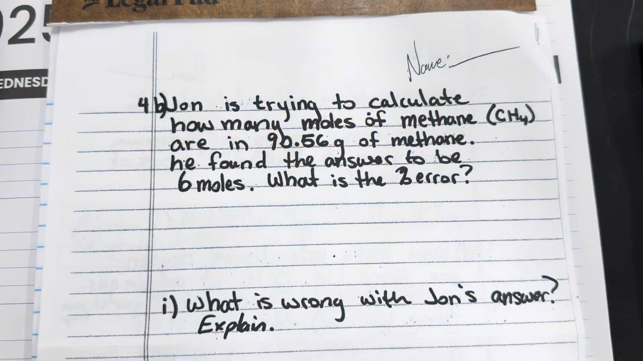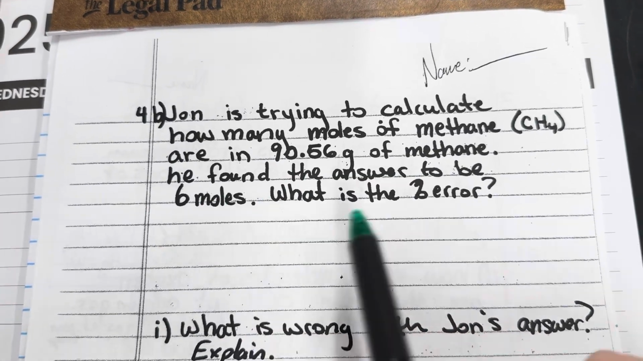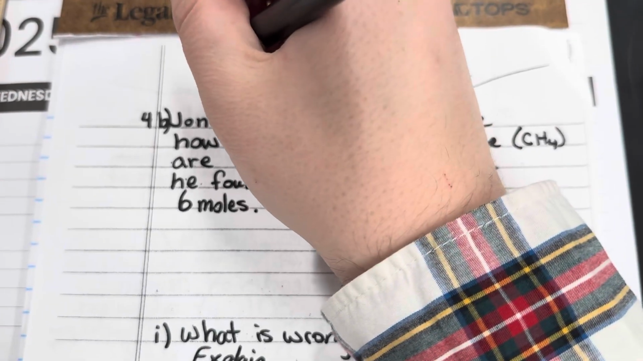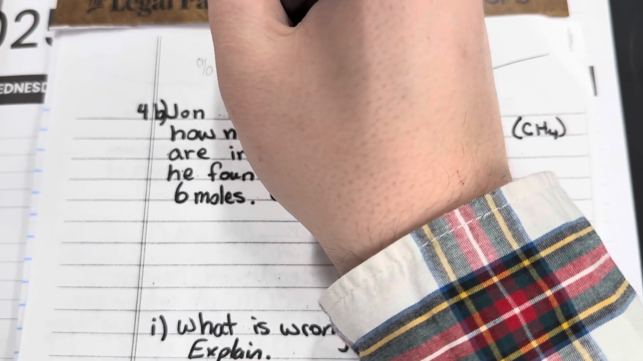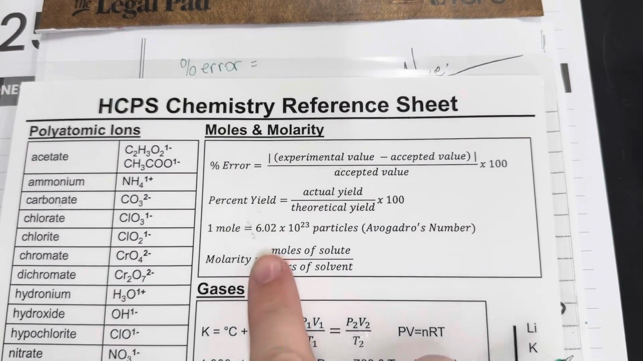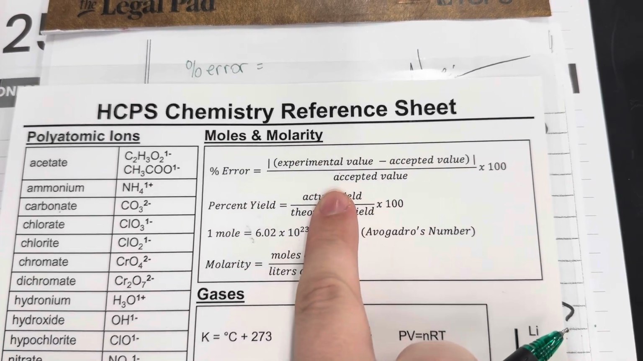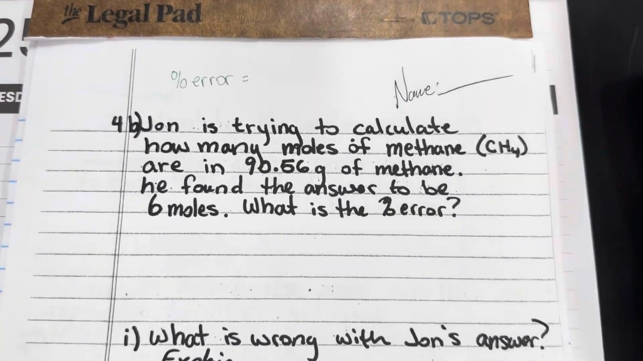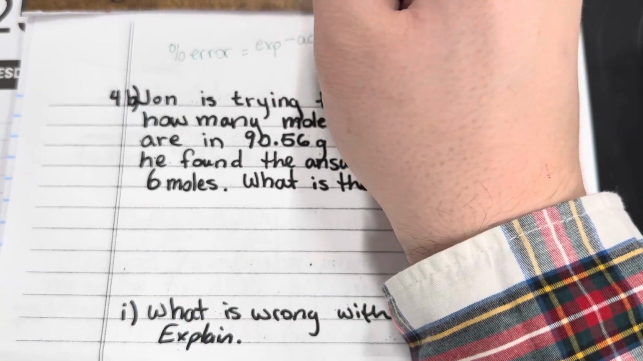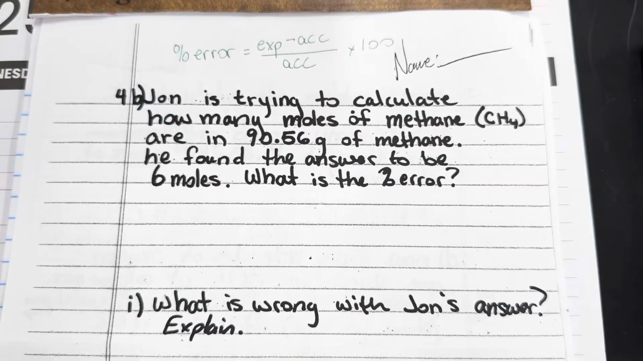This problem is a lot more complicated because it's not just giving you the percent error issue. So remember, percent error is right on the back of your periodic table. It tells you percent error, experimental value minus accepted divided by accepted. So experimental minus accepted divided by accepted times 100.